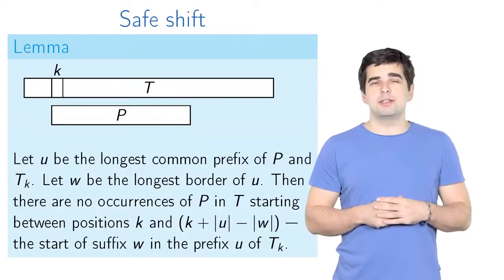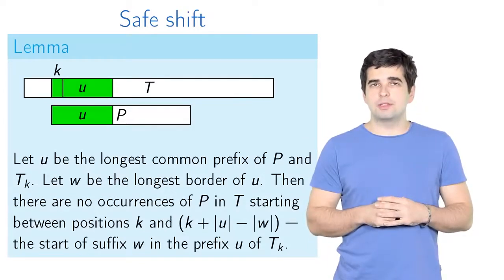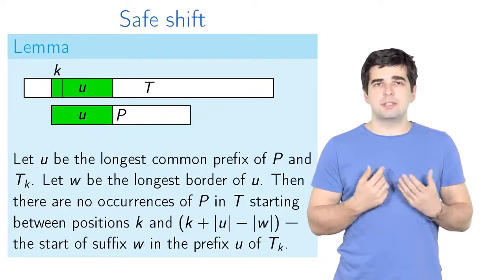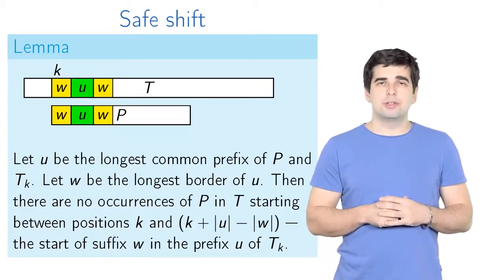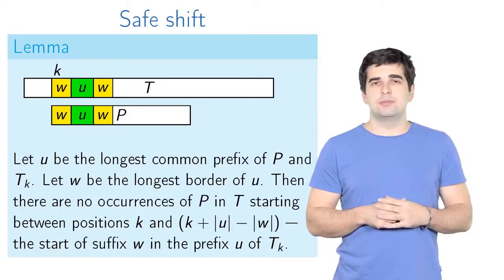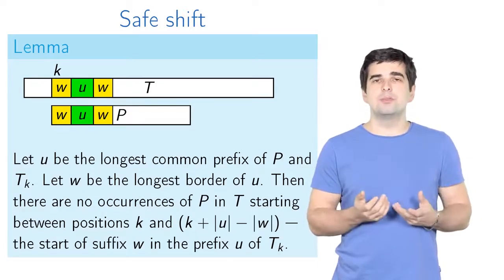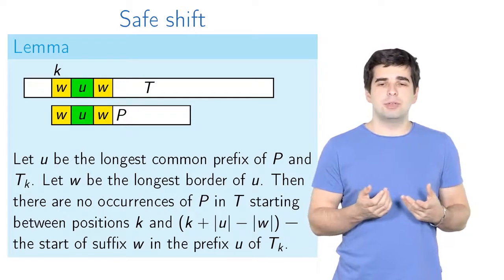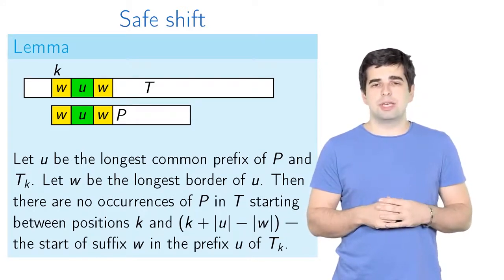Suppose the pattern is aligned with position k in the text. Let's denote by u the longest common prefix of the pattern and the suffix t_k. Then select the longest border w of this string u. In the last video I suggested to move the pattern to the right in such a way that the left w in the pattern coincides with the right w in the text.